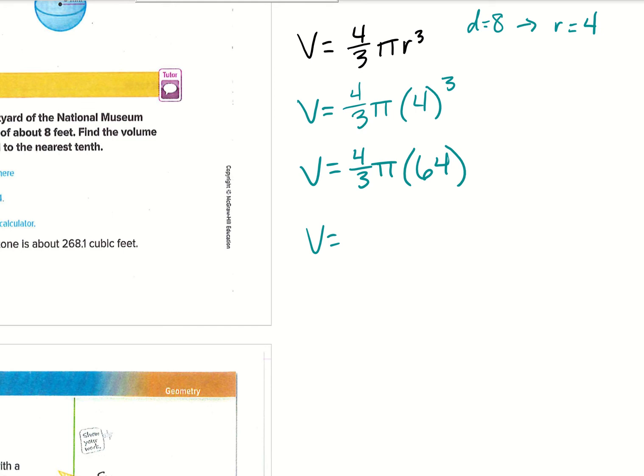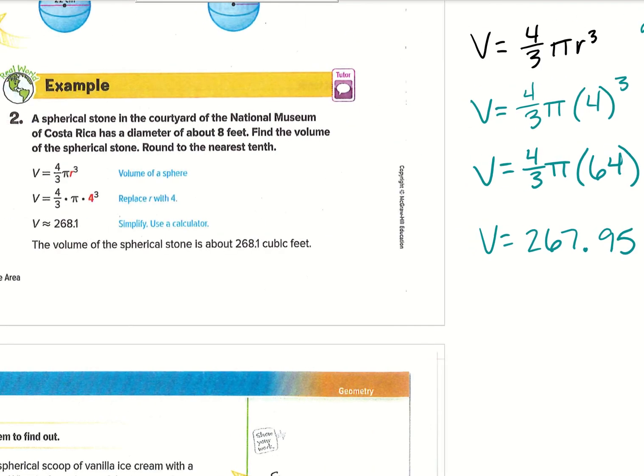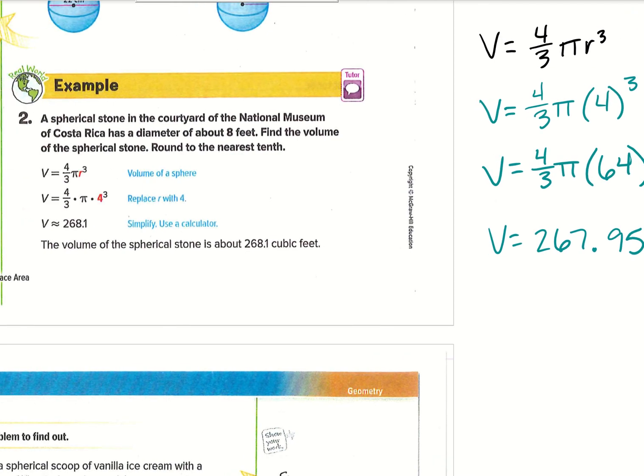That'll give us 267.9. If we round that, 267.9 is our volume, pretty close to what they got. And then we've got to have our units. They're telling us here that the diameter was about 8 feet. So our units are going to be feet.